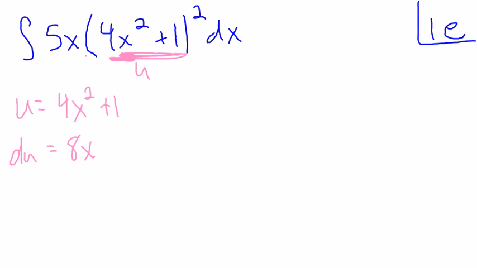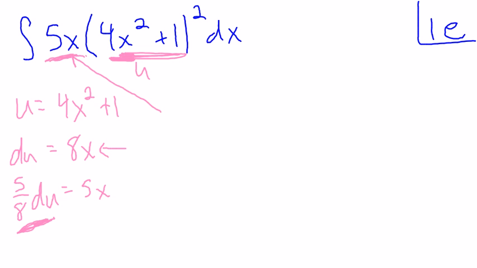That means that, well, here, notice that I've got a 5 times x. So I want to have a 5x right here. So what I'm going to do is divide by 8 and multiply by 5, which gives me 5/8 du equals, when I divide by 8, it gets rid of the 8, and when I multiply by 5, it gives me 5x. So now what I can do is sub this in for that guy, because I have a 5x here.